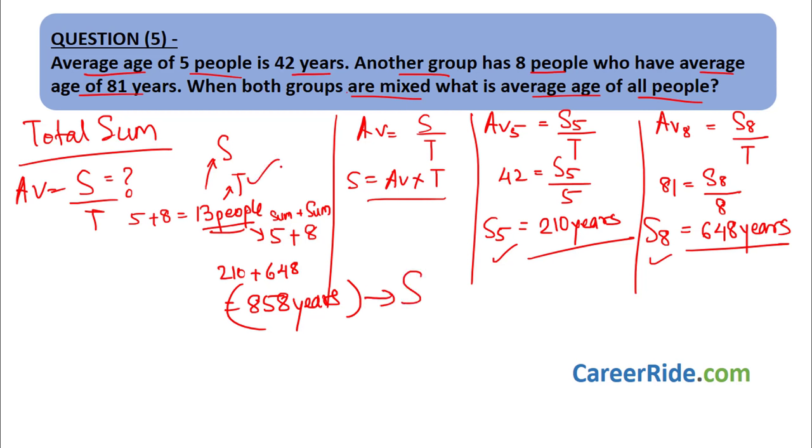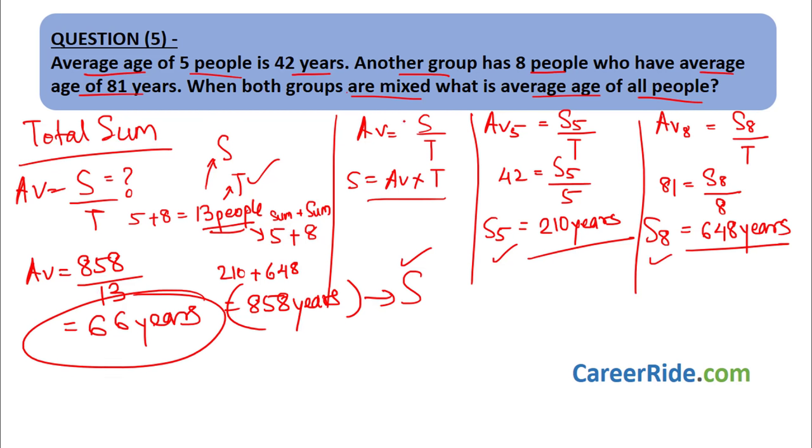We have the value for T, we have the value for S. Let's find out the average. Average would be 858 divided by 13. That is the total number of people. 13 into 6 is 78, right? Again, 78, 66 years. So average age of all the people when both the groups are mixed is 66 years, right?